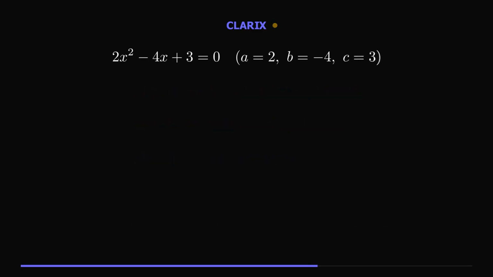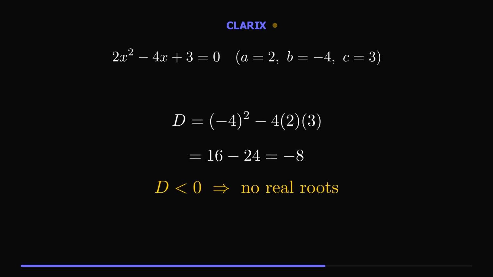Let's classify one without solving. Take 2x squared minus 4x plus 3 equals 0. Here a is 2, b is minus 4, c is 3. The discriminant: minus 4 squared is 16, minus 4 times 2 times 3, which is 24. So 16 minus 24 is minus 8. That's negative. D less than 0. So this equation has no real roots. We knew it in one line without solving.